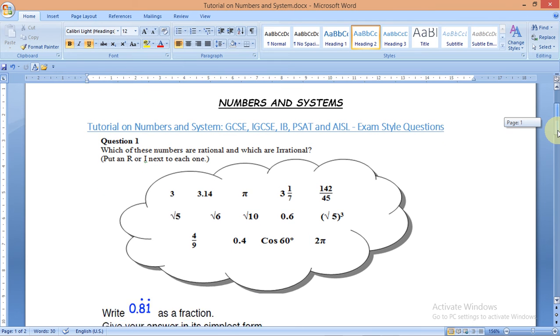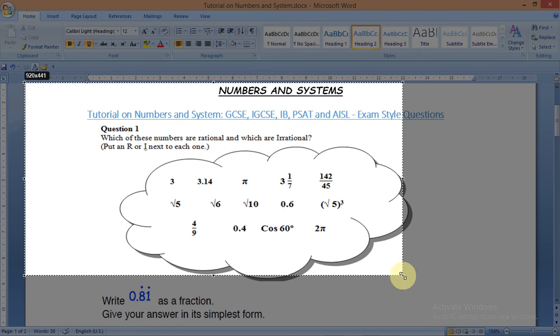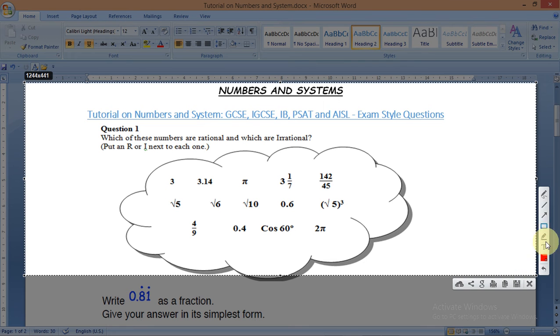I'm working alongside. Okay, so question 1 now: which of these numbers are rational and which are irrational? That is the question. Now let me take my print screen, guys. This app is known as SlideShot. You can download it and it's very good. Now the task I have before me here is to indicate some rational numbers with the letter R, and irrational I will use I. So I will identify all the rational numbers, and then automatically the remaining unidentified numbers will go with irrational.